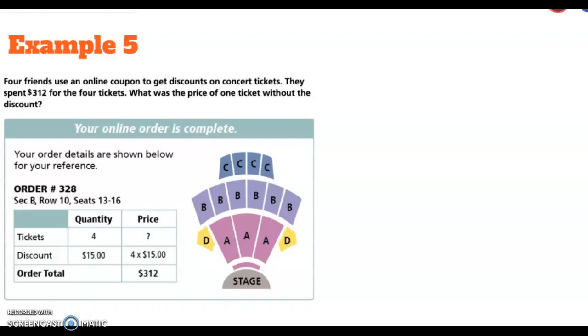They spent $312 for 4 tickets. So 312 for 4 tickets. And they did it at a discount. What was the price of 1 ticket without the discount?